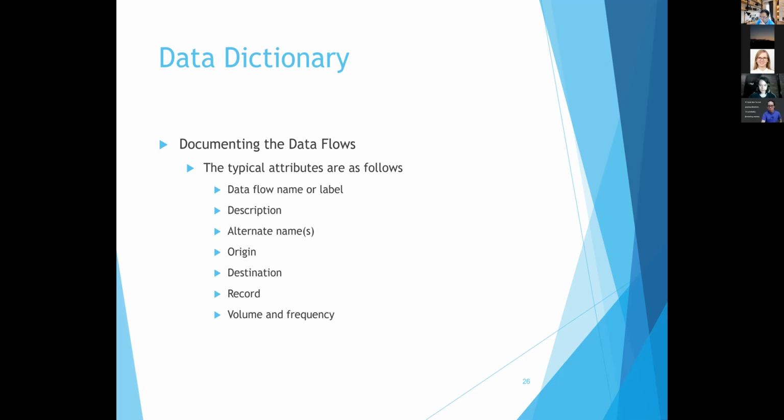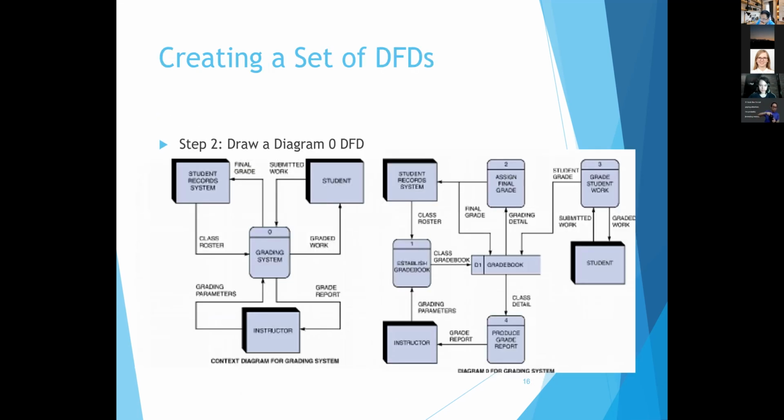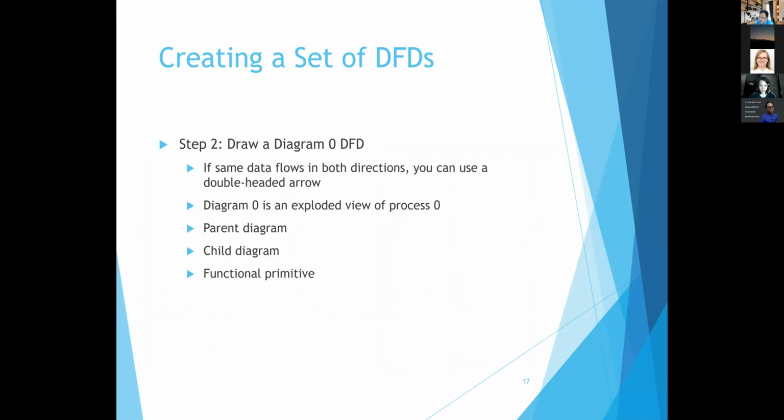Let me show you origin and destination in here. For a data flow like class roster, origin is the student record system, destination is process 1. For student grade, origin is process 3, destination is data store D1. Okay, this is the example of the origin and destination of the data flow.